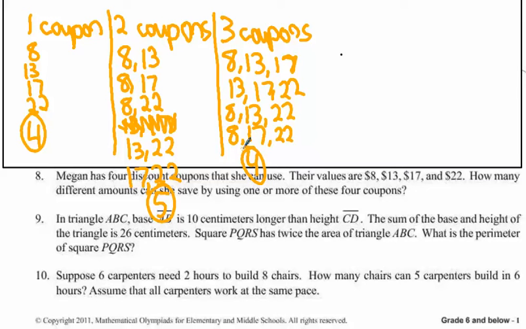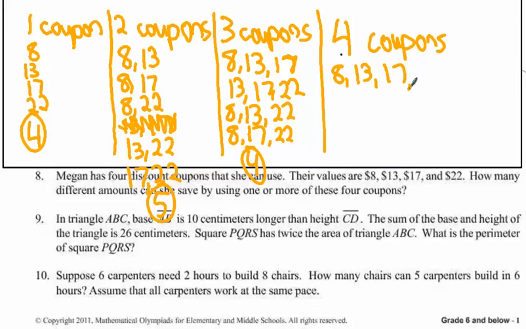And then for 4 coupons, you could have 8, 13, 17, 22, and so that'd be 1. And so then when you add 1 plus 4 plus 5 plus 4, you get 14, and that's the answer.